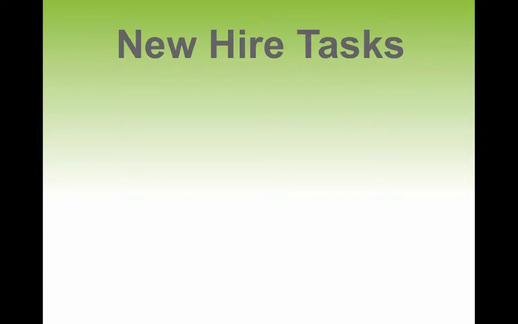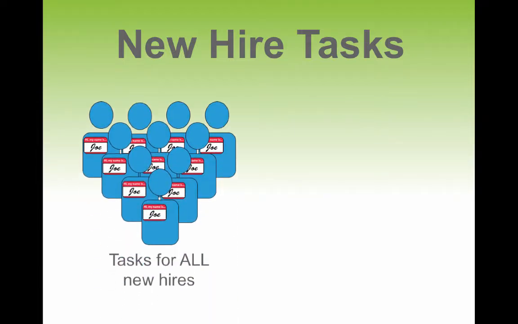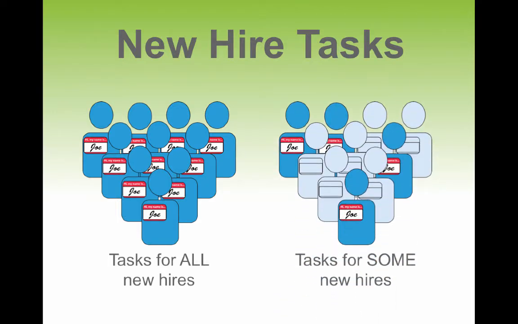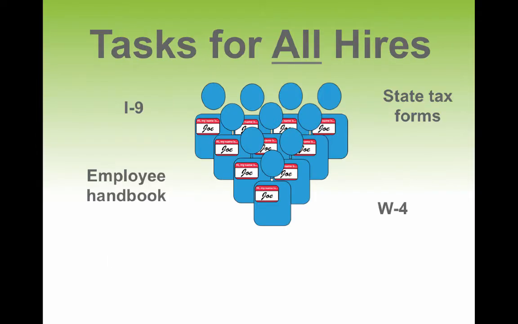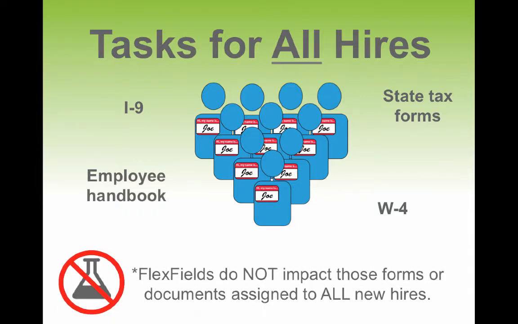We'll group them into two categories: tasks assigned to every new hire and tasks assigned only to certain new hires. Tasks assigned to every new hire tend to include the completion of required federal forms such as the I-9 and W-4, state tax forms, and policies and procedures specific to a given organization. Please note that FlexFields do not impact those forms or documents assigned to all employees.